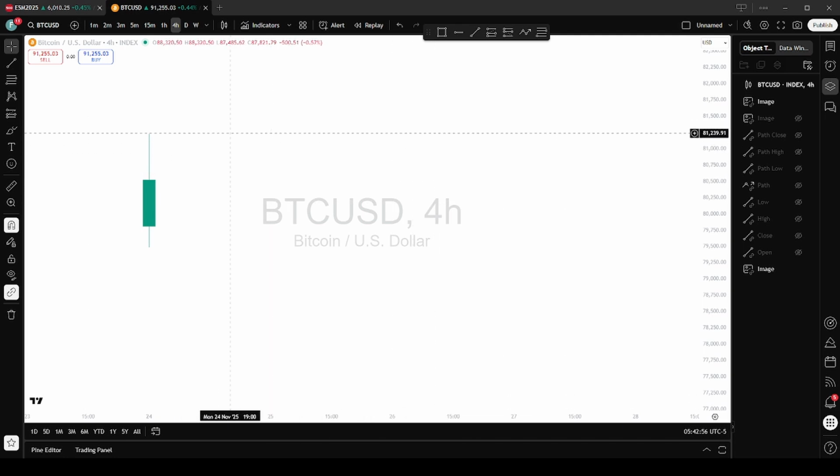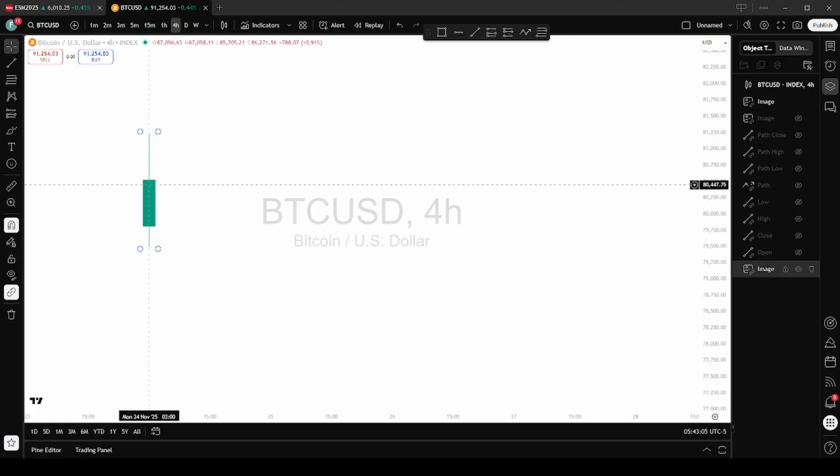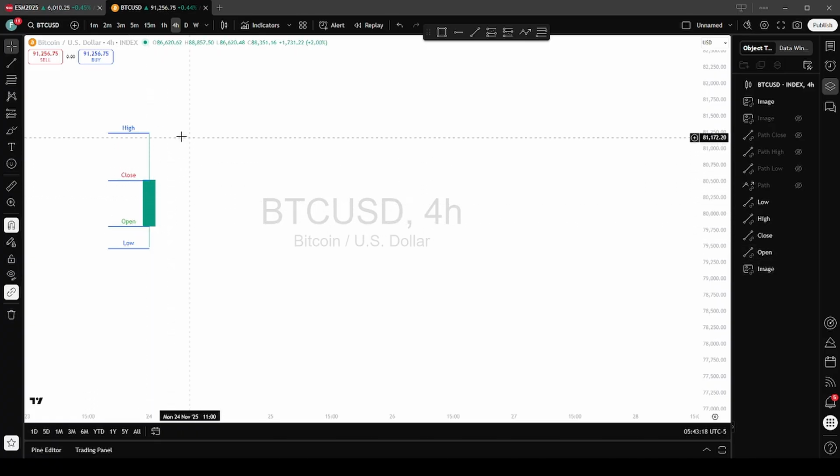So let's say this is a 4-hour candle. That means the candle needs 4 full hours to form. Here we see the body of the candle, from this opening price to this closing price. While the candle is forming, the price moves within a certain range. This range is represented by the wicks, the thin lines above and below the body. The highest point the price reached is the candle's high, and the lowest point is the candle's low.